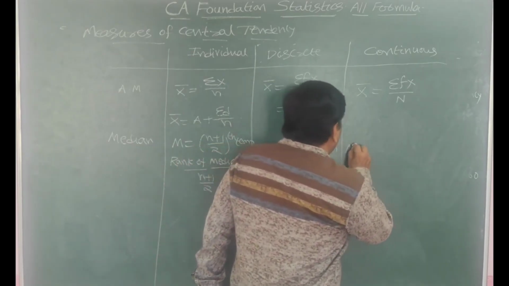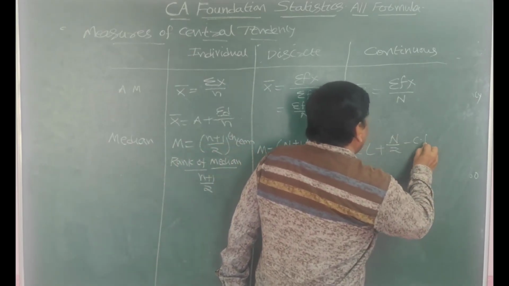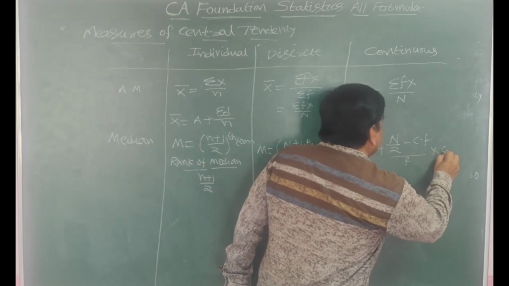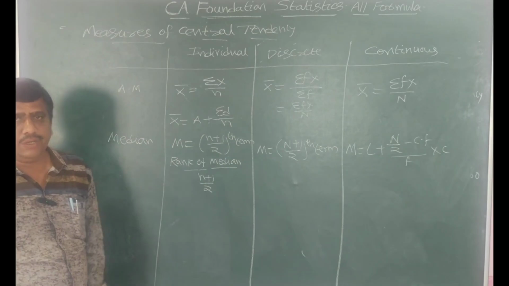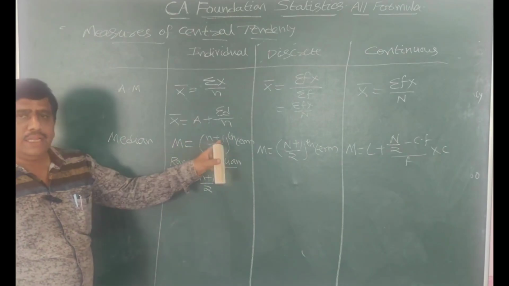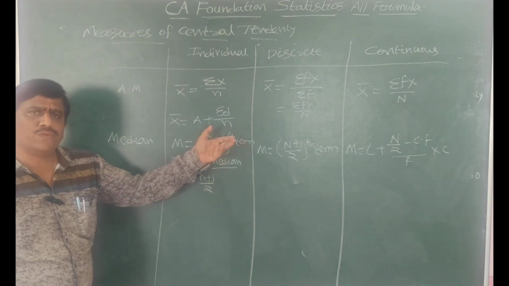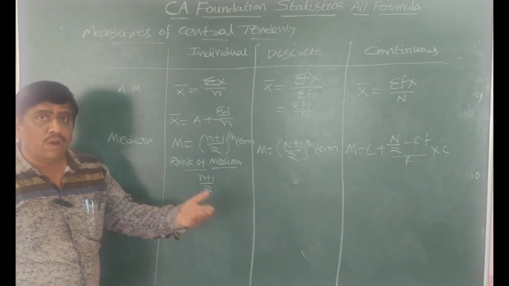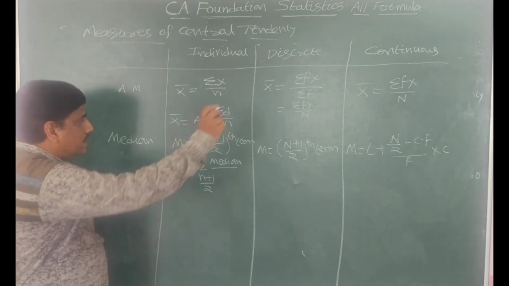And coming to continuous series, the median formula is L plus (n by 2 minus Cf) by f into C. These are the median formulas in the case of individual, discrete and continuous series. In the case of individual series, for an odd number of observations we use the formula (n plus 1) by 2th term. For an even number of observations, the median formula is different.